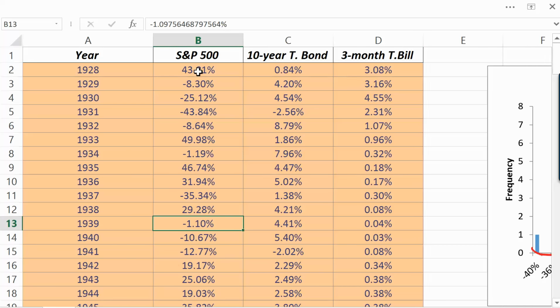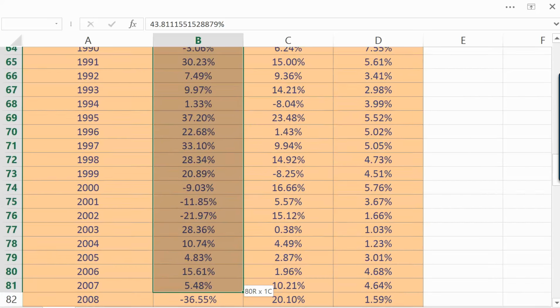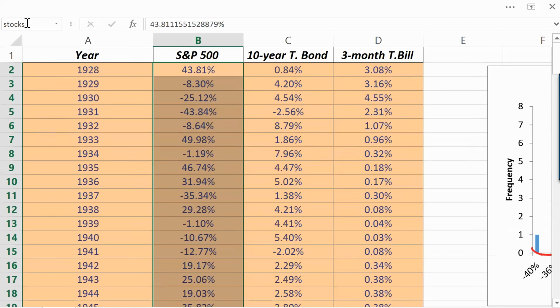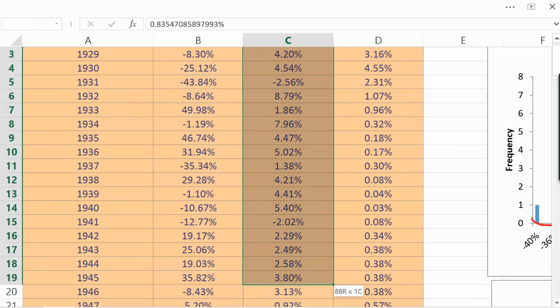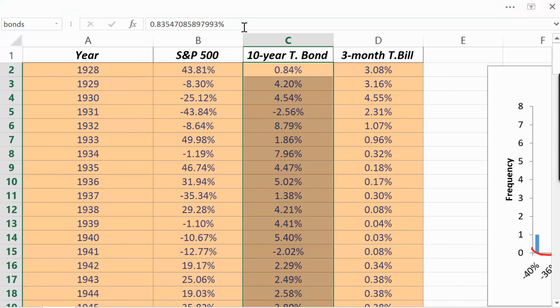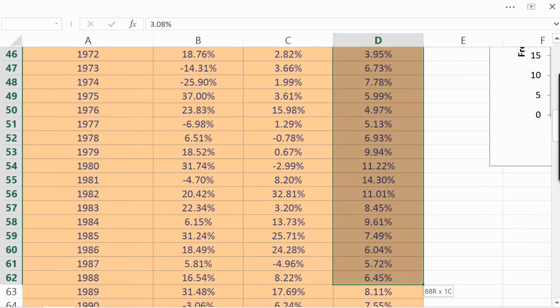So I'm going to give these named ranges. Let's call this one here, this whole range from the first value to the end, I'm going to call that stocks. So that's a named range. I'm going to call this one bonds. And I'll call this one bills.